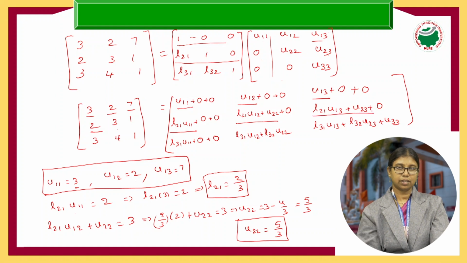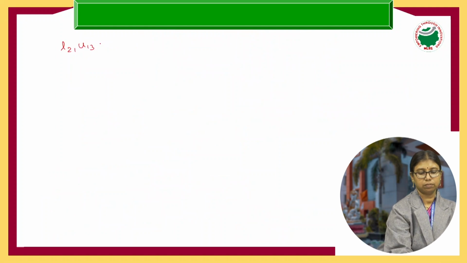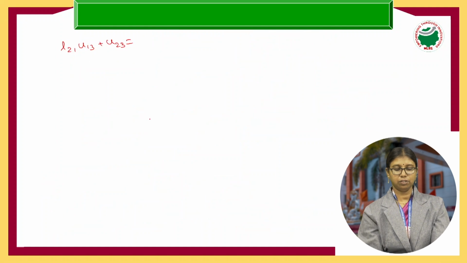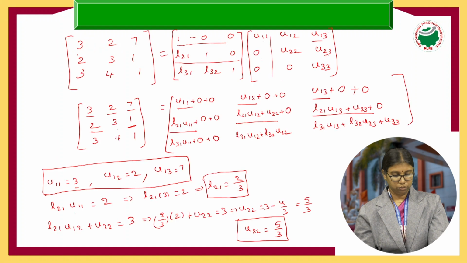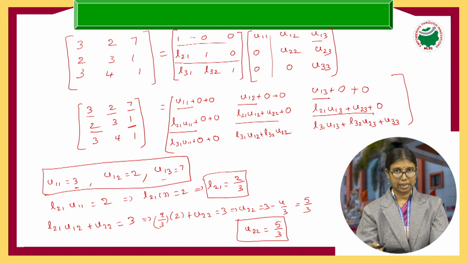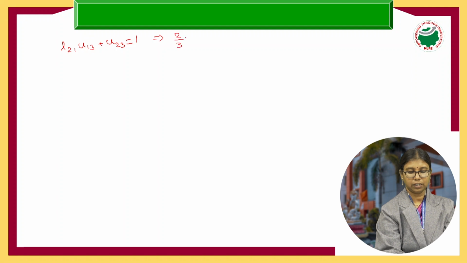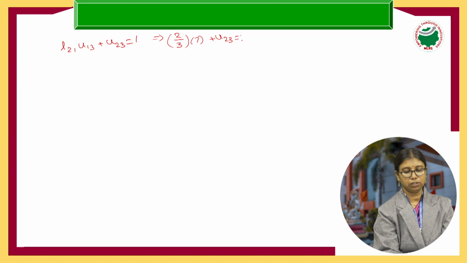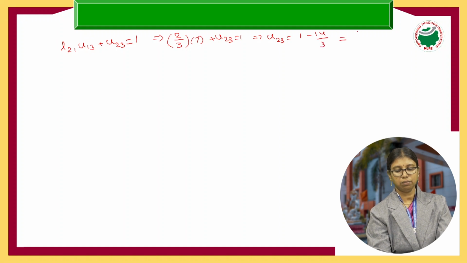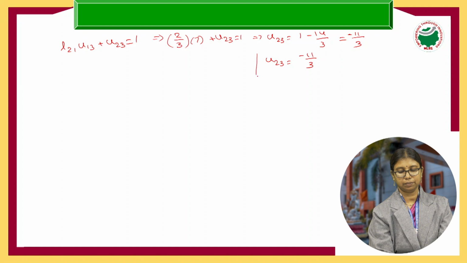Next one. Now, compare the second row, third column value, that is L21 U13 plus U23 is equal to, here the corresponding value is 1. Now, which values we know here? We know L21 and we know U13 also. We don't know U23, so you have to calculate U23. So, here L21 is 2 by 3 and U13 is 7 plus U23 equal to 1. Then U23 equal to 1 minus 2 sevens of 14 by 3. By taking LCM, 3 minus 14 means minus 11 by 3. So, U23 equal to minus 11 by 3.